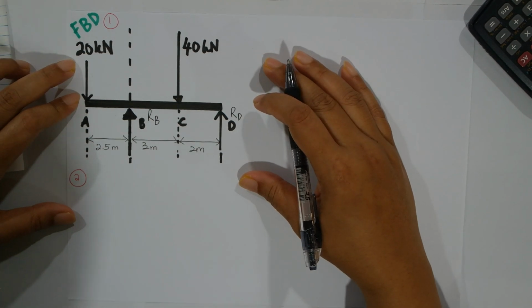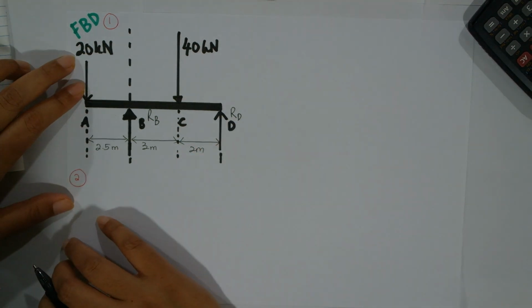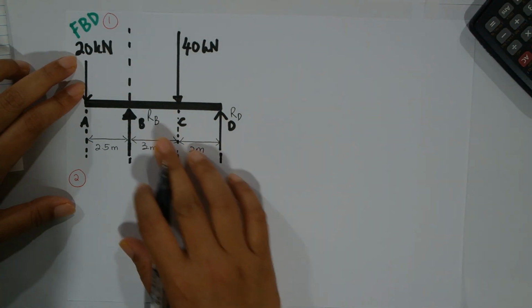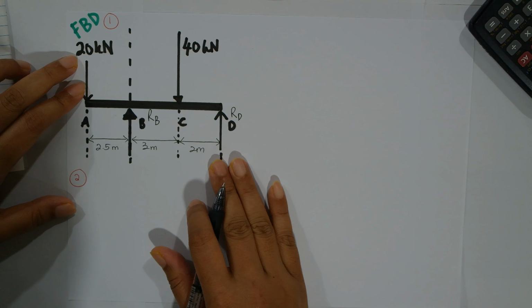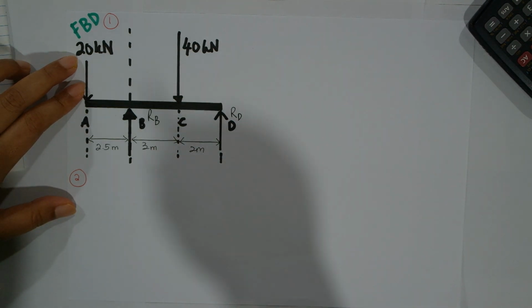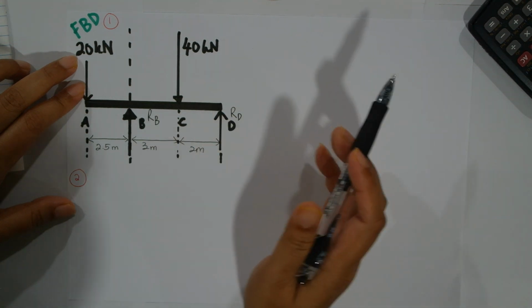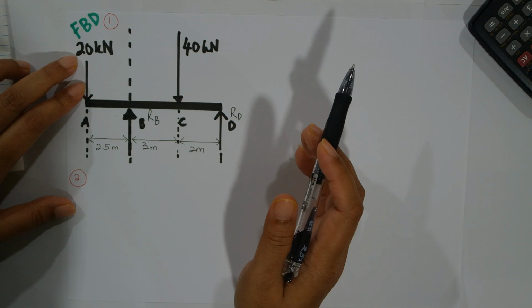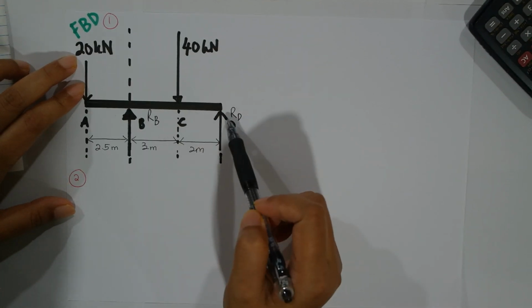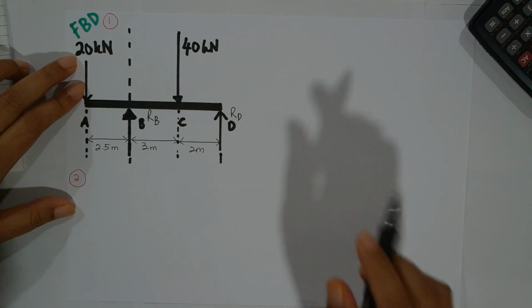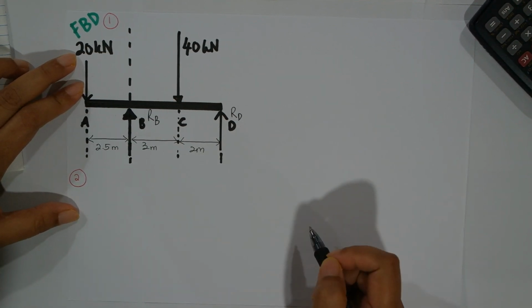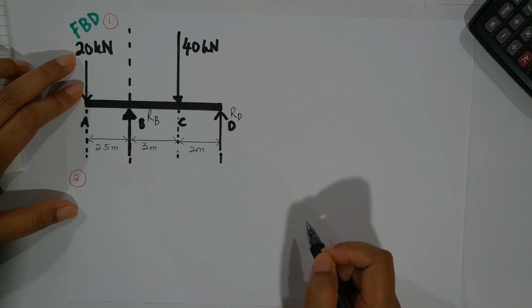Now, in order to find the shear force and bending moment, the second step you have to do is determine the unknown reaction forces acting on the beam. Before we continue with V and M, we have to first find RB and also RD. The other forces acting on the system we already know, but we do not know RB and RD. So we have to do this calculation using the equations of equilibrium.